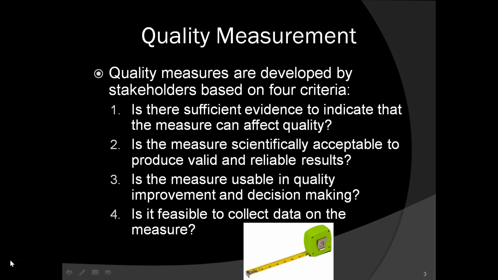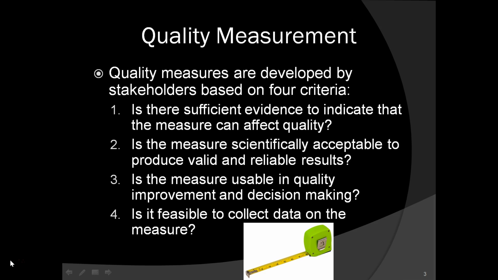So quality measurement is not a new concept. It's been around since the early 1660s. Quality measures are developed by stakeholders based on four different criteria. Is there sufficient evidence to indicate the measure can affect quality? Is the measure scientifically acceptable to produce valid and reliable results? Is the measure usable in quality improvement and decision making? And then, is it feasible to collect data on the measure?